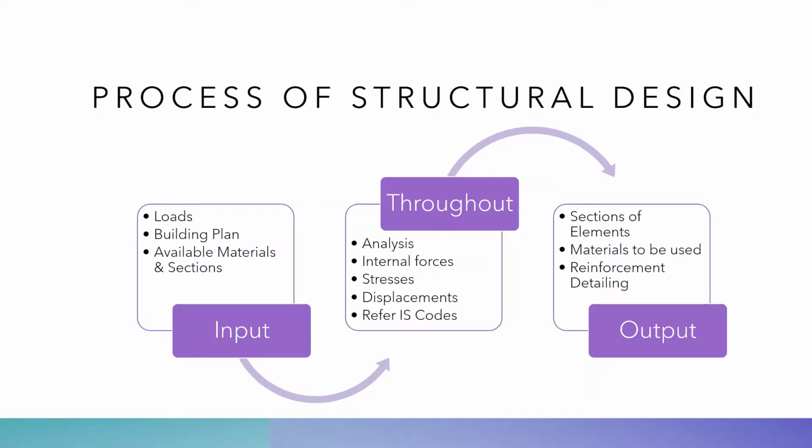And so the process of structural design for the civil structural engineer is essentially as follows. As input, you need information about the loads the building will be subjected to, the building architectural plan, and the available materials and element sections which you will be using to design the elements. Once you have this information, you will perform structural analysis by applying the loads on the structural elements and checking the internal forces, stresses, displacements, and other results for any failure.